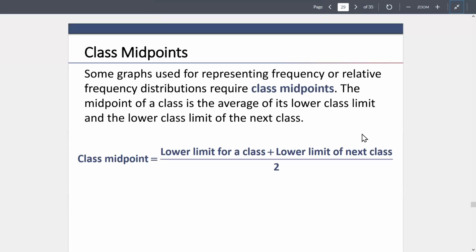The class midpoint is a point that's exactly between the lower limit of one class and the lower limit of the next class. Some graphs used for representing frequency or relative frequency distributions require class midpoints. The midpoint of a class is the average of the lower class limit and the next lower class limit. So we just add them together and then divide by 2. That's how we always find midpoints: you add the two and then you divide by 2.